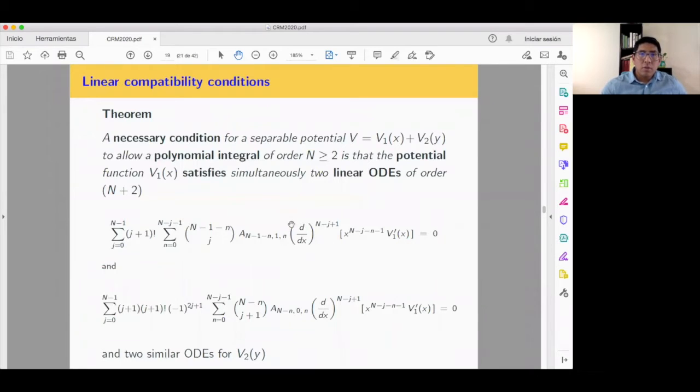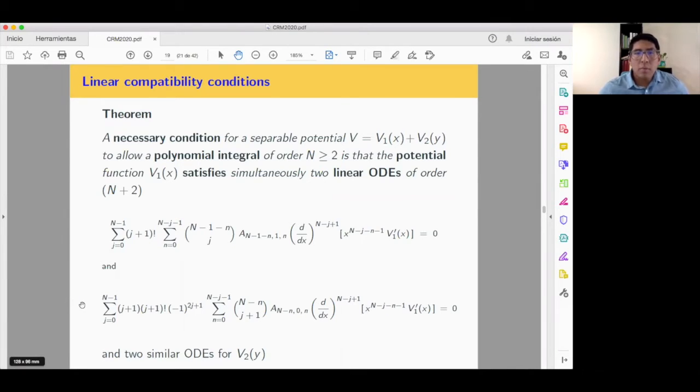Let me present you some theorem. A necessary condition for a separable potential in Cartesian coordinates to allow a polynomial integral of order n equal or larger than 2 is that the function V1 satisfies simultaneously two linear ODEs of order n+2 each of them. Explicitly, this is the first linear ODE, and this is the second one.